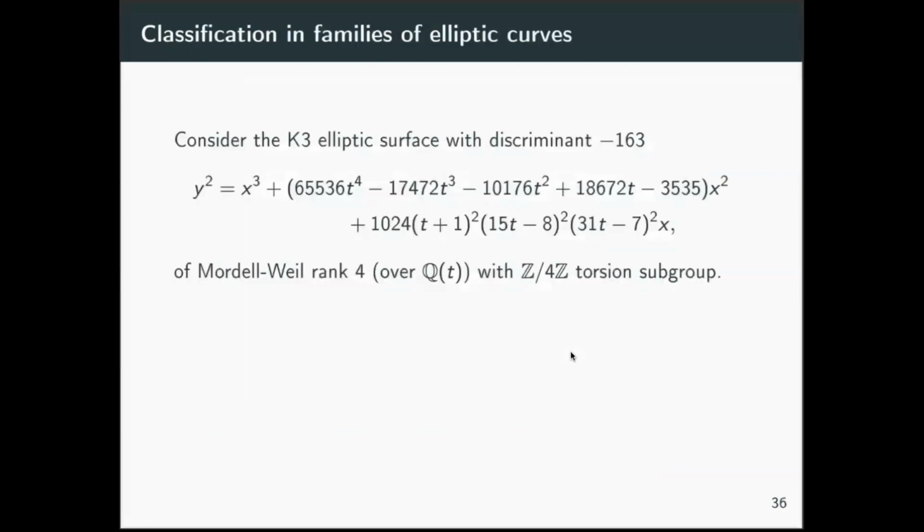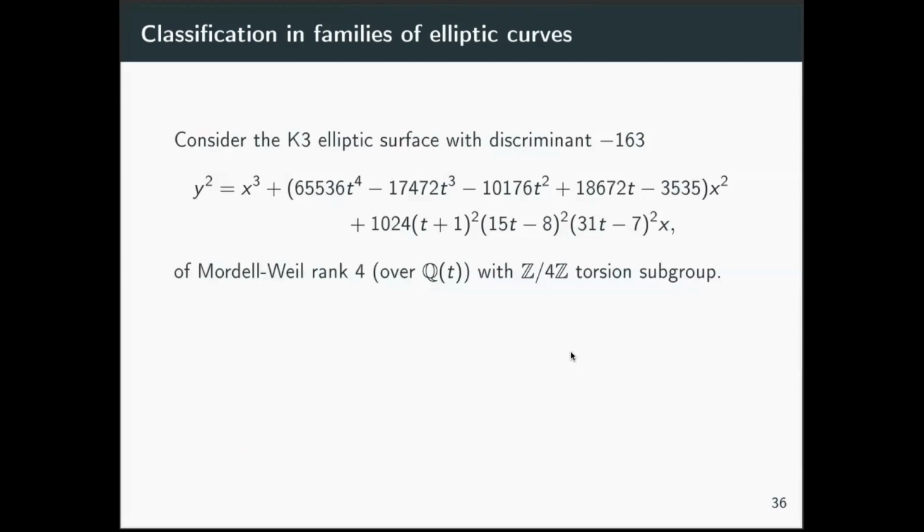Okay, and one more thing. So this is really about the application to finding the curves of high rank. So what one usually does is fix a family of elliptic curves. In this case, it's a K3 elliptic surface, and in this case you can think of this as an elliptic curve over Q(T), and you can compute that it has Mordell-Weil rank 4 and 0 for the Z coordinate.